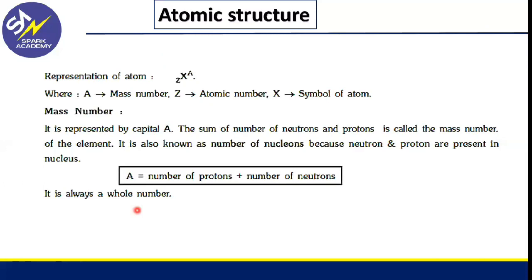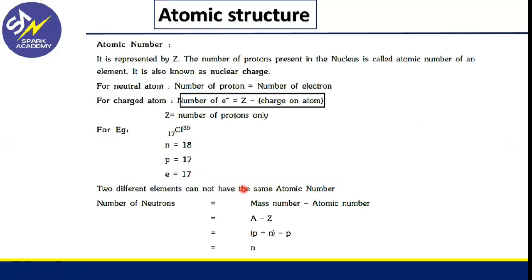Mass number means the number of protons plus the number of neutrons. Number of protons plus number of neutrons is called the mass number. Because electrons possess negligible mass, we always give a whole number for this. Atomic number, which is represented by Z: for a neutral atom, the number of protons will determine the number of electrons, isn't it? So atomic number is represented by the number of protons. That means we are giving the nuclear charge. If we have a nucleus inside, the charge of the nucleus is what we represent.